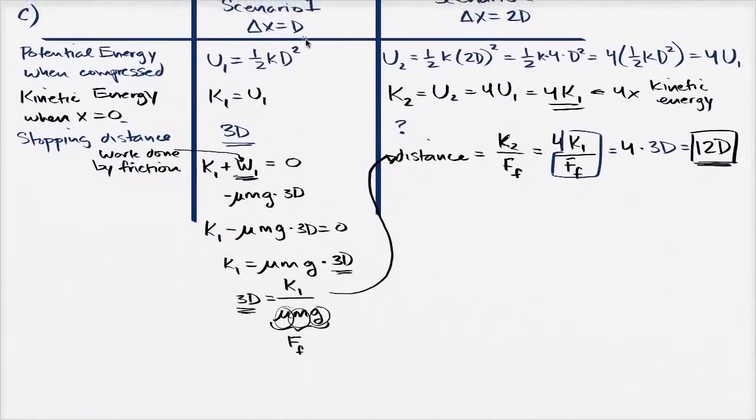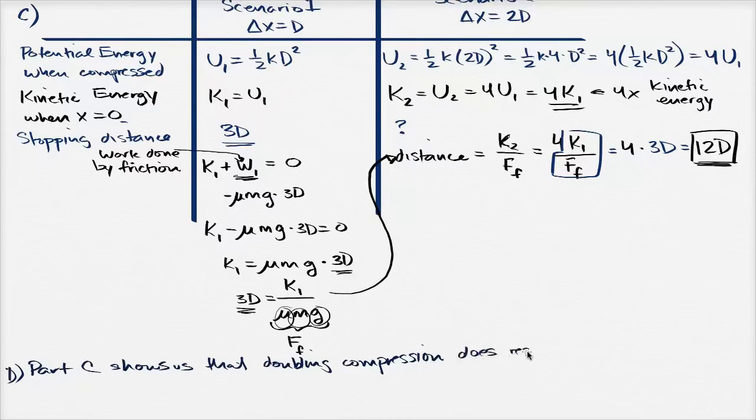And so we can, let me write it down here. So D. So Part C shows us that doubling compression does result in more energy, and you could clarify that this is potential and kinetic at different points in time.